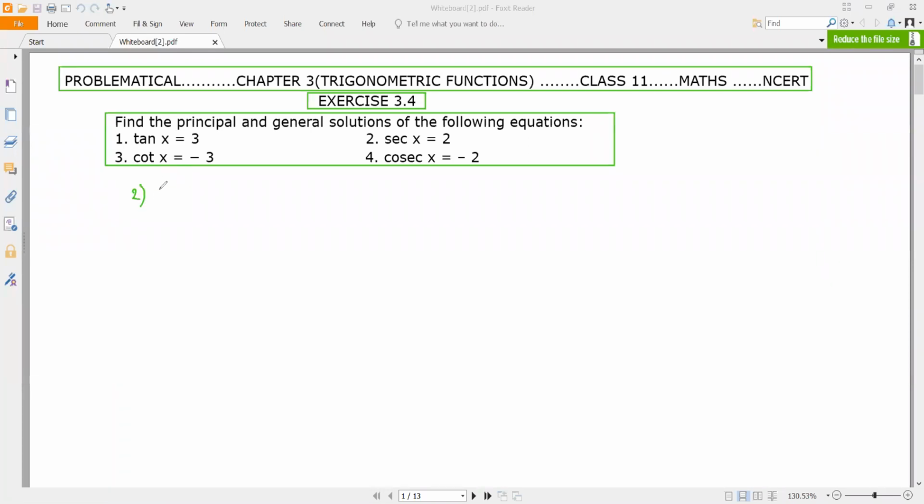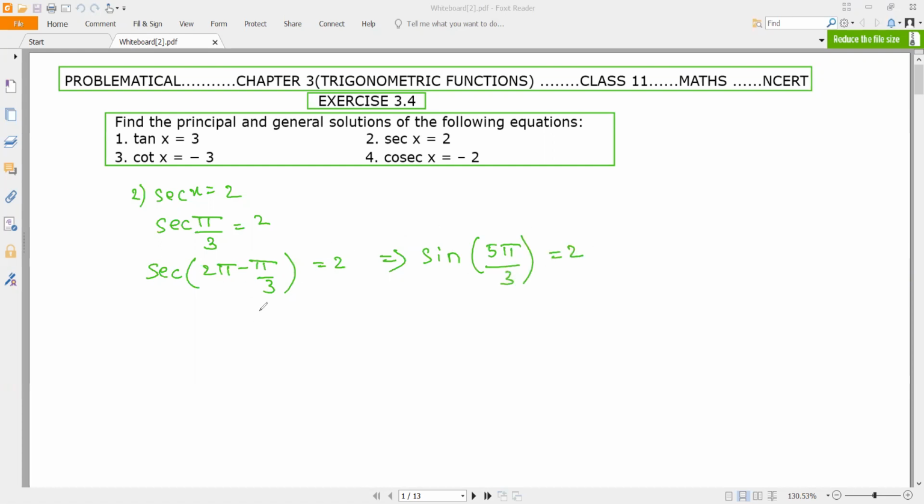Your second question is sec x is equal to 2. Now again, you'll go with the same procedure. Sec x is positive in the first quadrant and in the fourth quadrant. So in the first quadrant, sec pi by 3, again sec 60 degree, is equal to 2. This we know, which means that in the fourth quadrant, the same angle will be represented by sec of 2 pi minus pi by 3. This value will also be equal to 2. Solving 2 pi minus pi by 3: 3 into 2 is 6, 6 pi minus pi is 5 pi by 3. So these two are the angles, pi by 3 and 5 pi by 3.